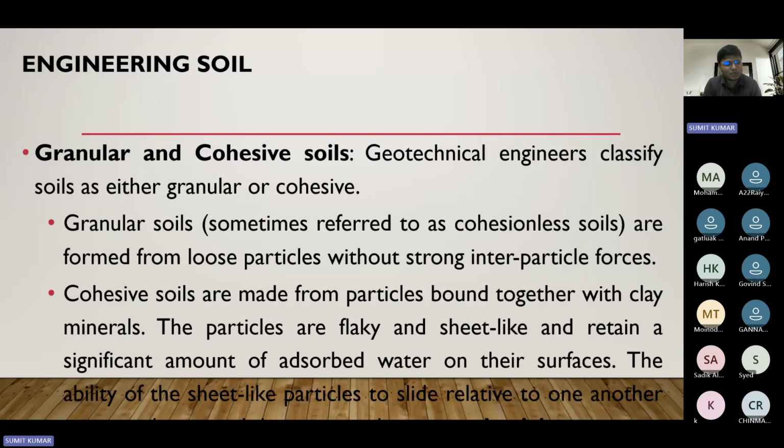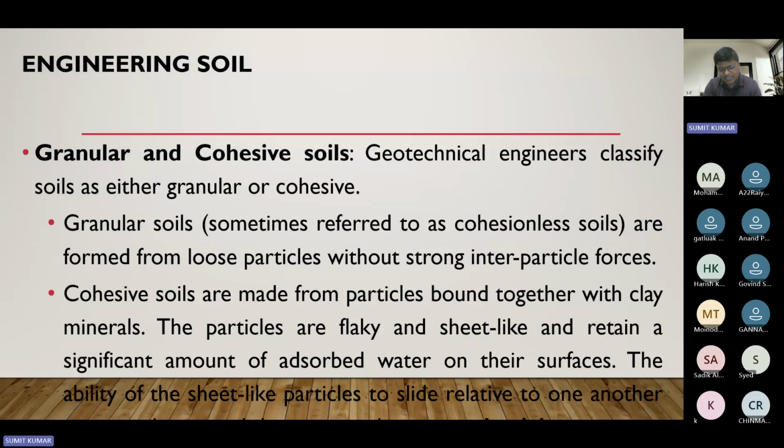Now I will add some other points. In granular soil, normally you see sand. You must have seen construction work where sand is brought out. When you pick the sand in your hand, it has no stickiness in itself. So that is cohesionless soil, that is the granular soil. While for the other soil, if you have seen any construction work, we bring it out and we see that the soil is quite sticky.